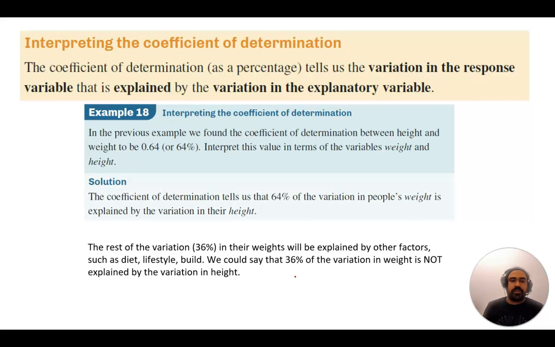So the coefficient of determination, as a percentage, has to be as a percentage, tells us, and this is going to be a bit confusing at first, the variation in the response variable that is explained by the variation in the explanatory variable. So when you create a scatter plot of some sort and you put this, there's your linear regression line and there's a scatter plot that has a pretty strong association.